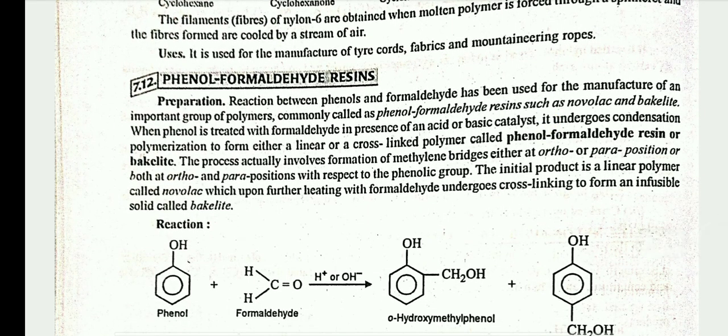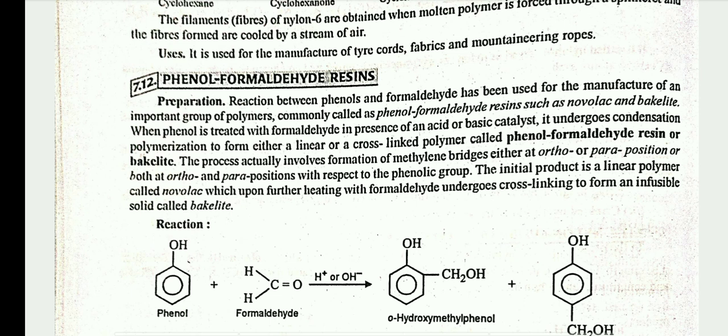Phenol formaldehyde resin. Reaction between phenol and formaldehyde has been used for the manufacture of an important group of polymers commonly called phenol formaldehyde resins, such as Novolac and bakelite. When phenol is treated with formaldehyde in the presence of an acid or basic catalyst, it undergoes condensation polymerization to form either a linear or cross-linked polymer called phenol formaldehyde resin or bakelite.